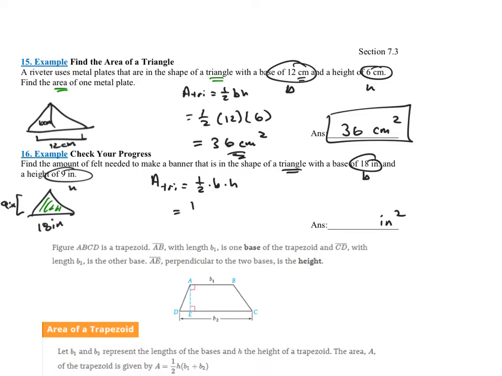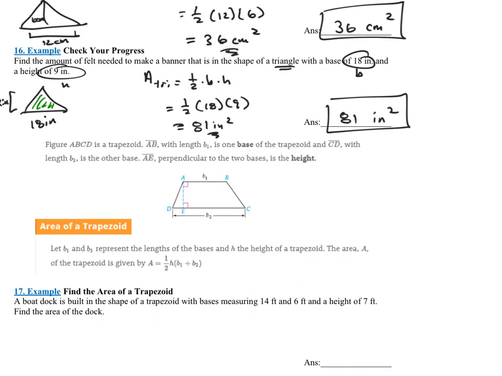Let's plug in the numbers. 1/2 times the base, which is 18, times the height, which is 9. Plug that into your calculator for me. Let's see what you get. I'm getting a total of 81 inches squared. There it is.